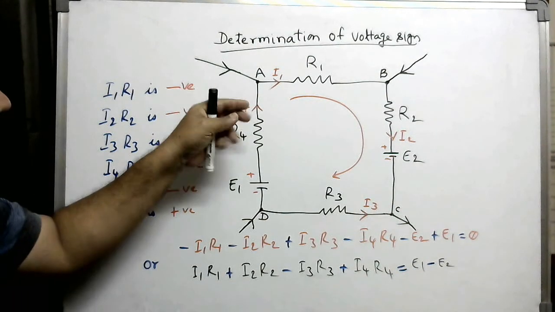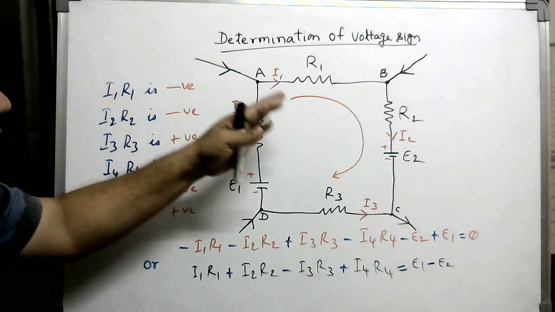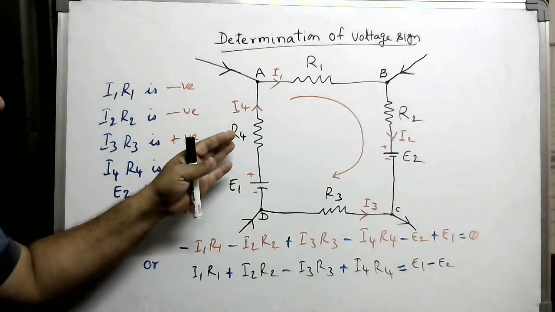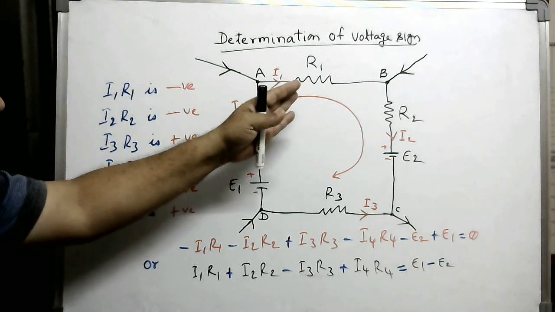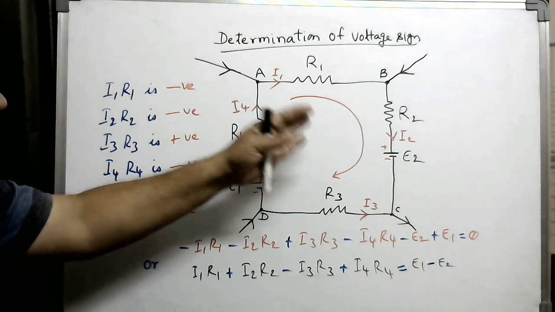This is how we need to determine the voltage signs of the EMF as well as the voltage drops across the resistors.